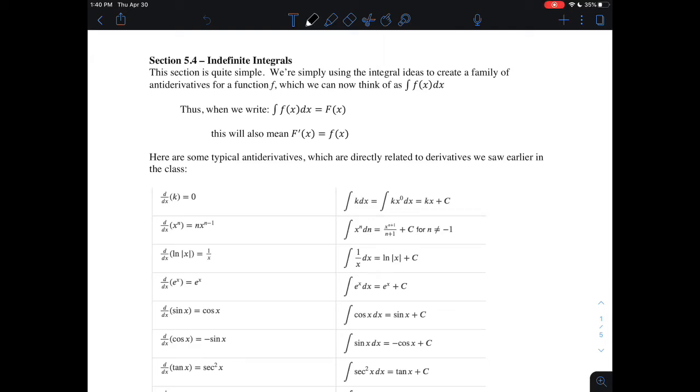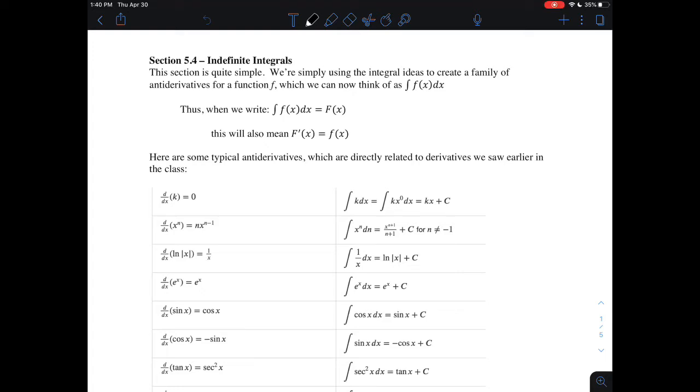Section 5.4, Indefinite Integrals. This section is actually quite simple. We're simply using the integral ideas we've seen over the past couple of sections to create a family of antiderivatives for a function lowercase f. We can now think of that family of antiderivatives as simply the integral of f of x dx. Notice here there are no limits on the integration symbol, so this is why we call it an indefinite integral. There are no definite limits.